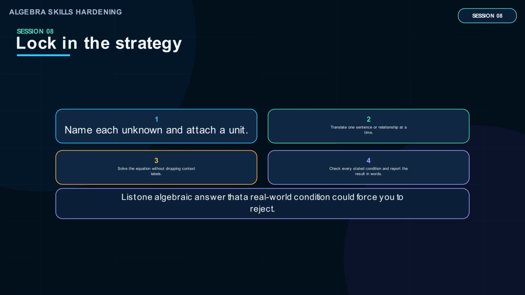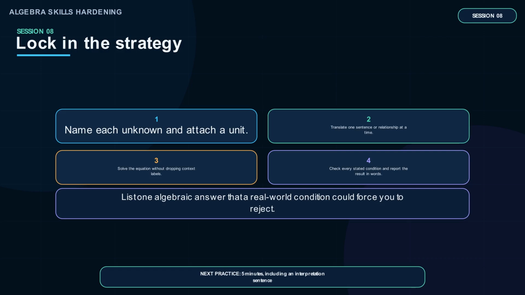Reflection. List one algebraic answer that a real-world condition could force you to reject. Name the error specifically so you can interrupt it next time. Practice one fresh problem within 5 minutes, including an interpretation sentence. Keep the work readable, check it independently, and carry the routine forward.